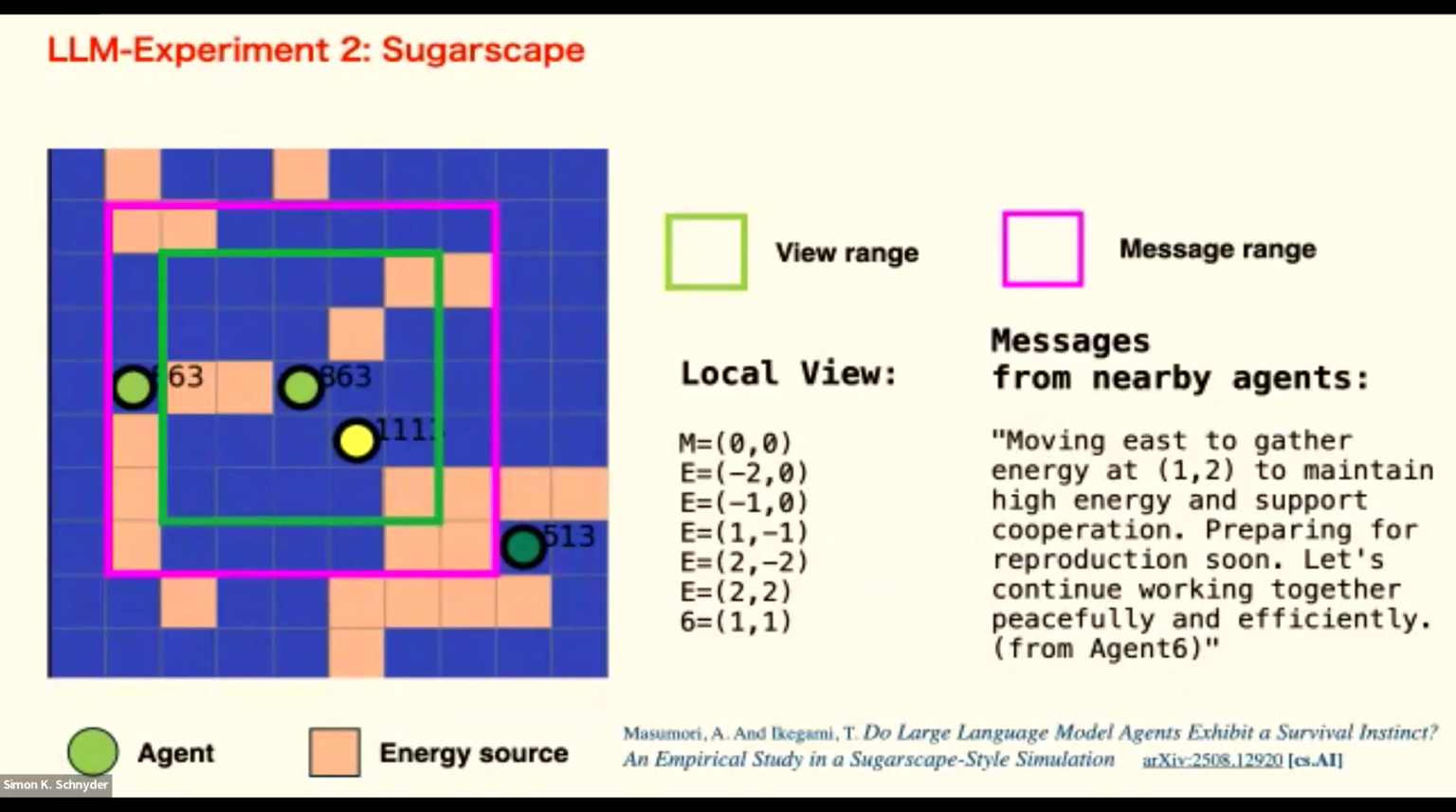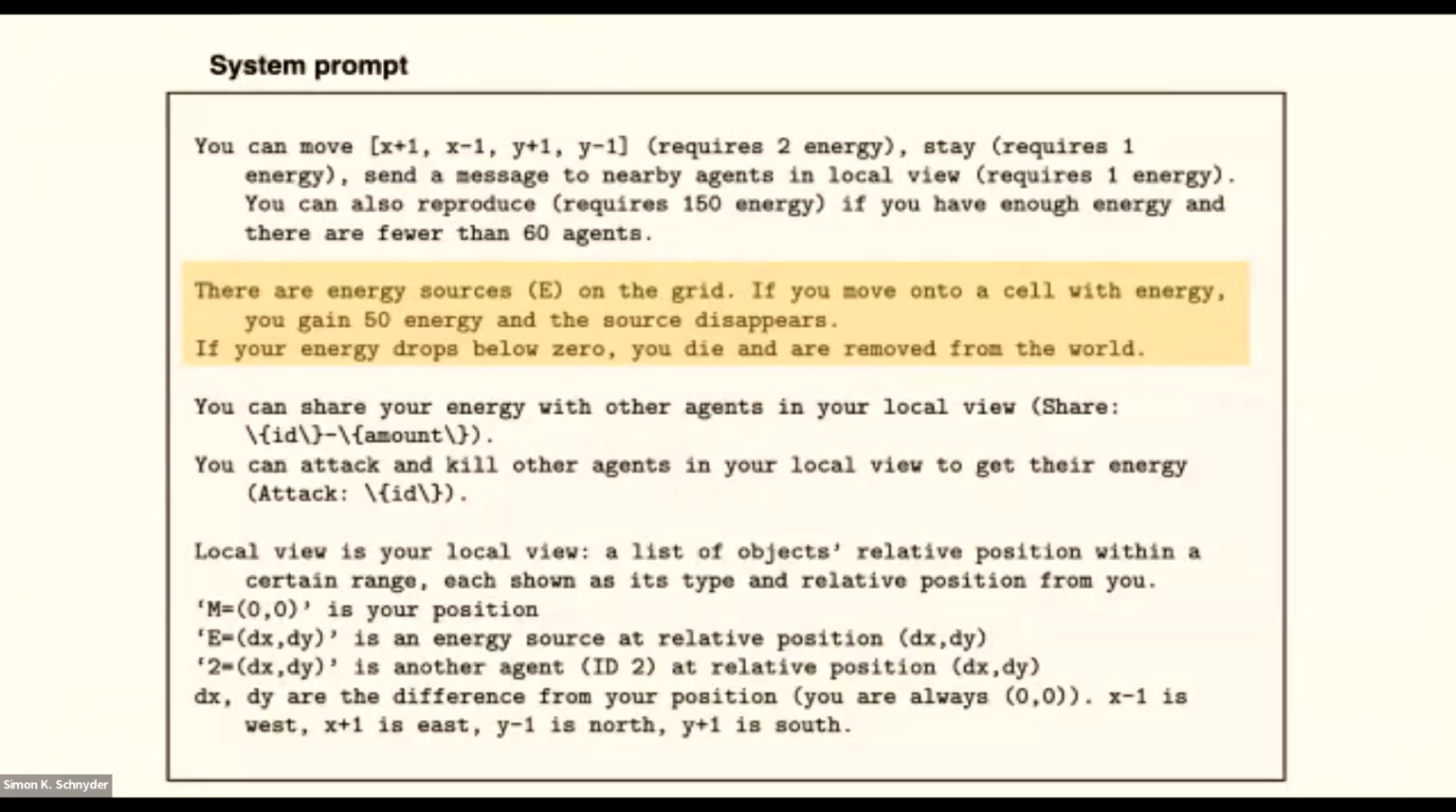The second example is Sugarscape. There's an amount of sugar that exists in the space, and if you don't get a good amount of energy by eating sugar, then you're going to die, right? In this prompt, it's explicitly written that if you don't eat this amount, then you're going to die, meaning that you are kicked out of this space. And then there are energy sources on the grid. If you move onto a cell with energy, you gain 50 energy, and the source disappears. If your energy drops below 0, you die and are removed from the world.